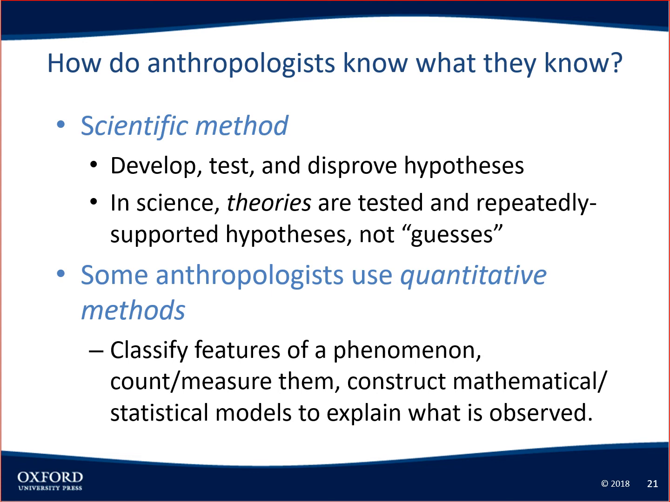How do anthropologists know what they know? The scientific method. We definitely use it, so we develop, test, and disprove hypotheses. In science, theories are tested and repeatedly support hypotheses, not guesses. There is no such thing really as truth with a capital T anymore. Some anthropologists use quantitative.